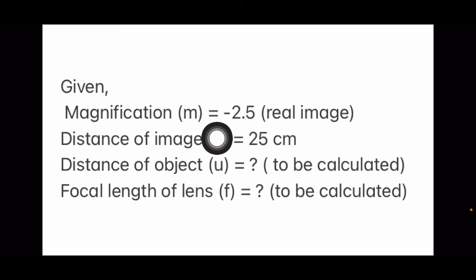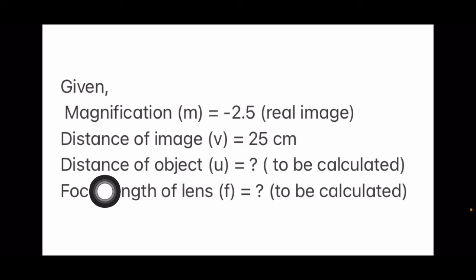Magnification m is equal to minus 2.5. This is because it is a real image. In the case of a convex lens, if it is a real image, then it is a negative value, and if it is a virtual image, then it is a positive value. Distance of image v is equal to 25 cm as given in the question, and distance of the object u, we need to calculate that, and focal length of the lens f also we need to calculate.